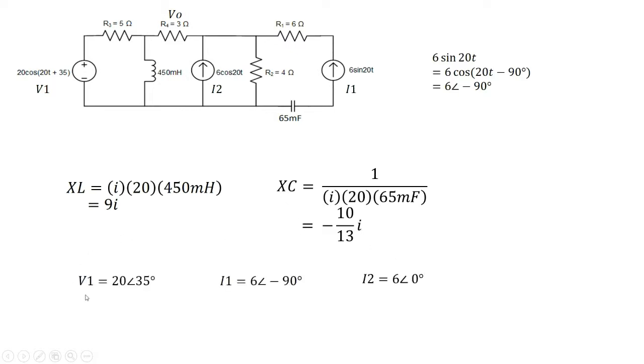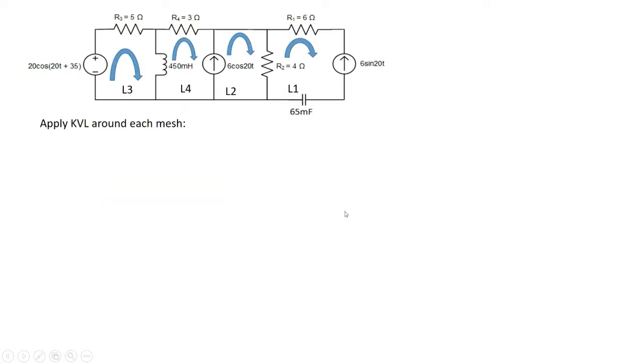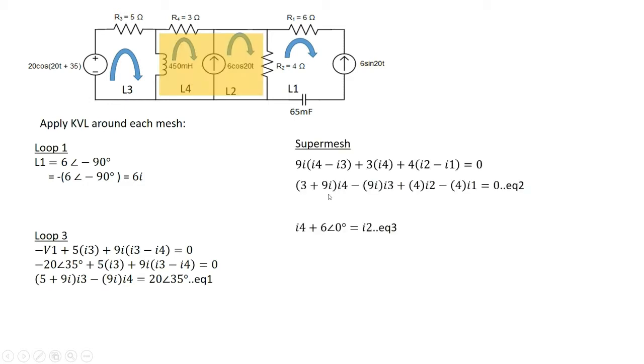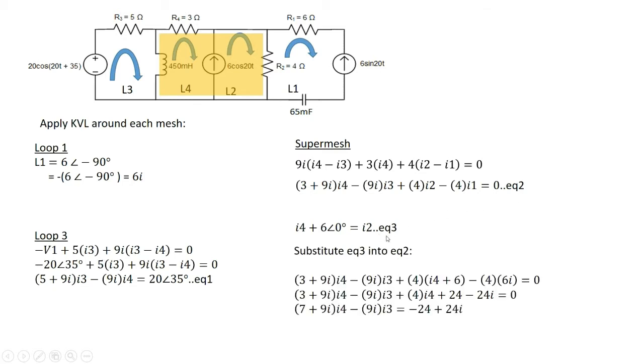So list down the details for V1, I1 and I2. Moving on to the next step, we assign the mesh current direction clockwise, applying KVL around each mesh. For loop 1, we have our equation for loop 1, and for loop 3 we have the equation for loop 3, and then the equation for the super mesh for the second equation and the third equation. Substitute equation 3 into equation 2 and rearrange the equation to get the final answer.